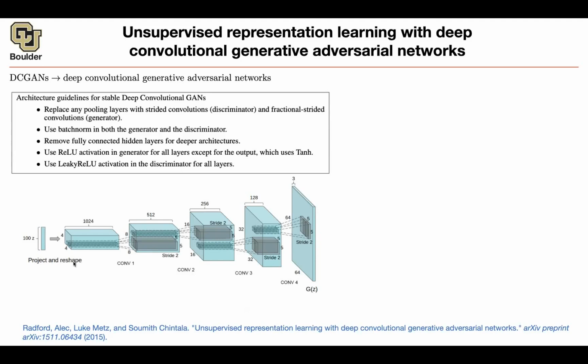The first step is project and reshape, and project in deep learning is just matrix vector multiplication. So you're going to multiply a vector that is 100 dimensional by a matrix of 100 by 4 by 4 by 1024. That's going to give you a vector. It's a very long vector. And then you're going to reshape it. You're going to turn that into a tensor. So a vector has dimension 1, a tensor is going to have dimension 3. 1, 2, 3. Then you're going to do a bunch of convolutions.